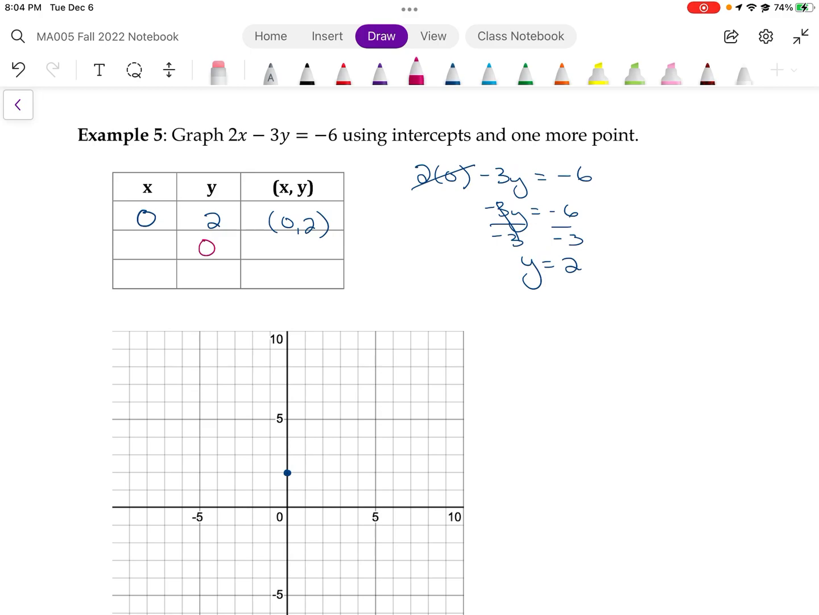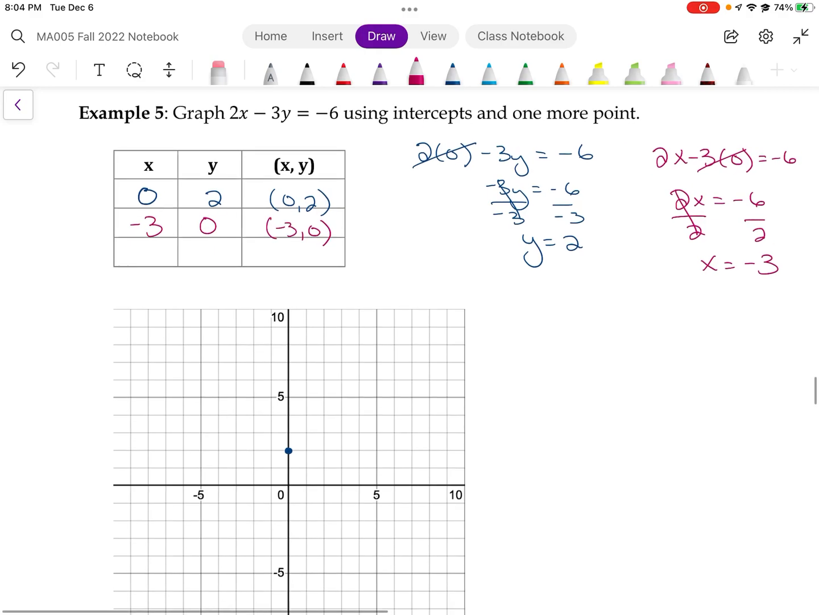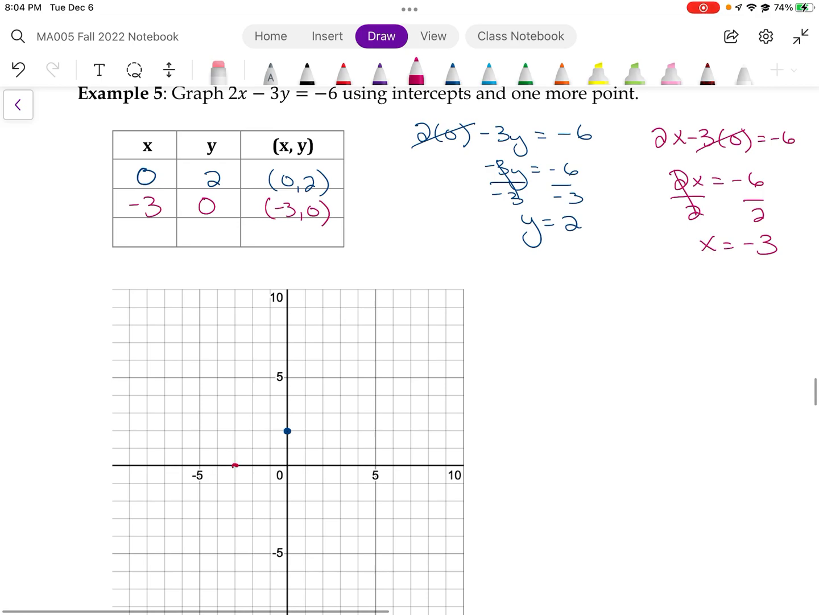All right, second point. We're going to do 0 for y. So I've got 2x minus 3 times 0 equals negative 6. So that one goes away, and I get 2x equals negative 6. Divide by 2, and I get x equals negative 3. So my point is negative 3, 0. Negative 3, 0. All right, so I go over to negative 3, and that's at 0 right there. All right, so let's pick one more point.